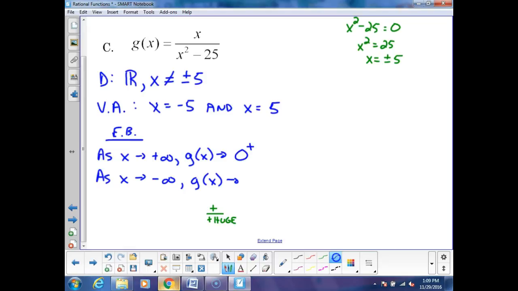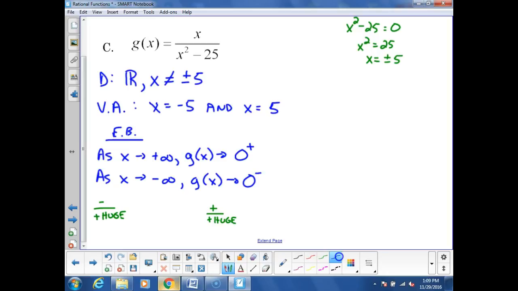If I switch it around and I go to the negative side, now I'm going to have a negative number divided by a positive huge number. Because when I square that negative number, it's going to become positive. When I subtract 25, that's like taking 1 grain of sand off the beach. Okay? Not really doing much. So that's going to 0 from below. Questions on that?